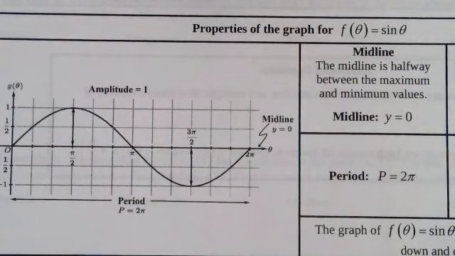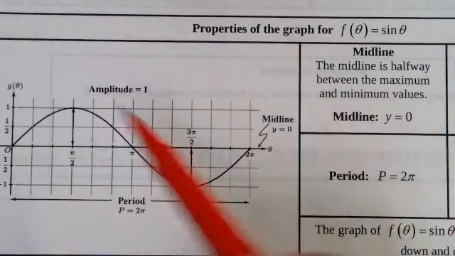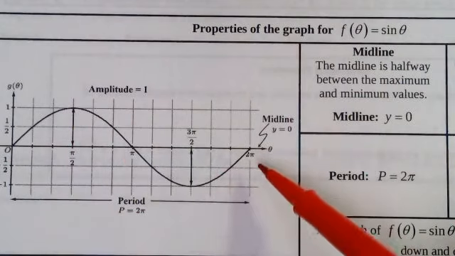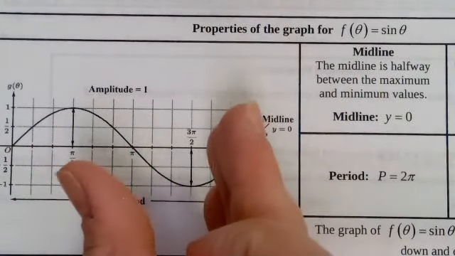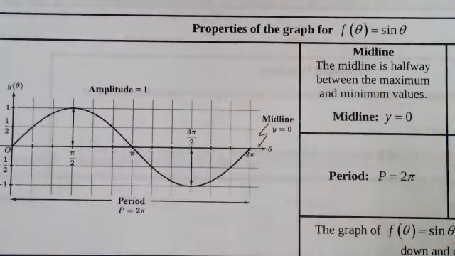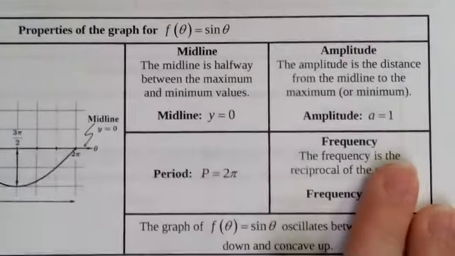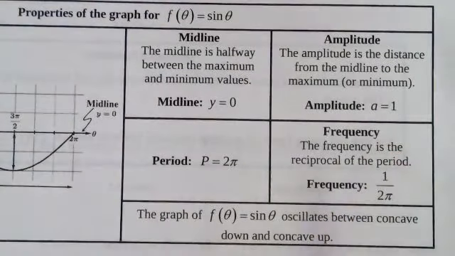Now this is the parent function, but what if we were to transform this? If we decided to move this up or down, that midline moves with it. All right, period. We've done a lot of talking about periods lately, and you can see on this, it completes its cycle after 2 pi units. But keep in mind that if you were to horizontally stretch or compress this, it would end up changing that period. So just keep in mind it's not always 2 pi, especially if you're not working with your parent function.